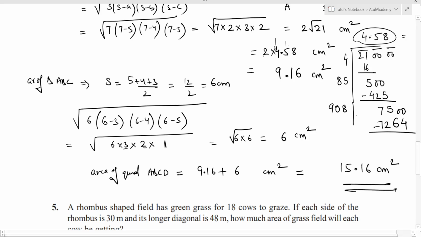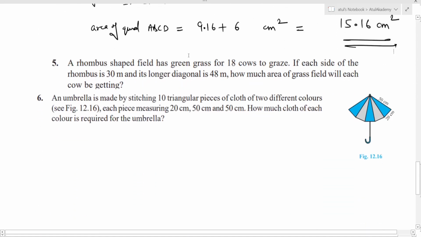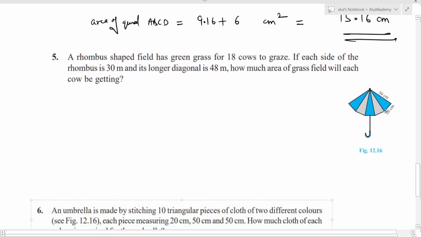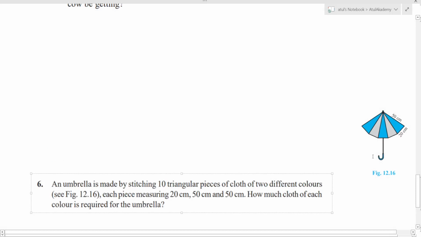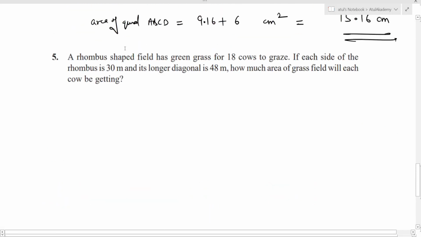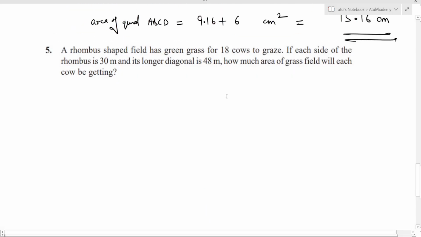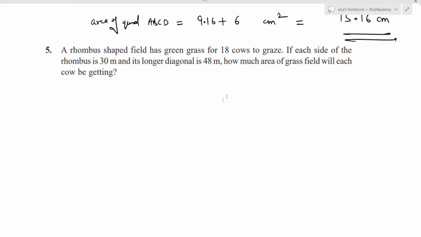Fine. Now let's move to the next question. Next question, I'll just keep this one down because we need space for this. Okay, let's solve this one. A rhombus shaped field has green grass for 18 cows to graze. So one field, there are 18 cows to graze on that field. Okay, so let's draw a rhombus over here.